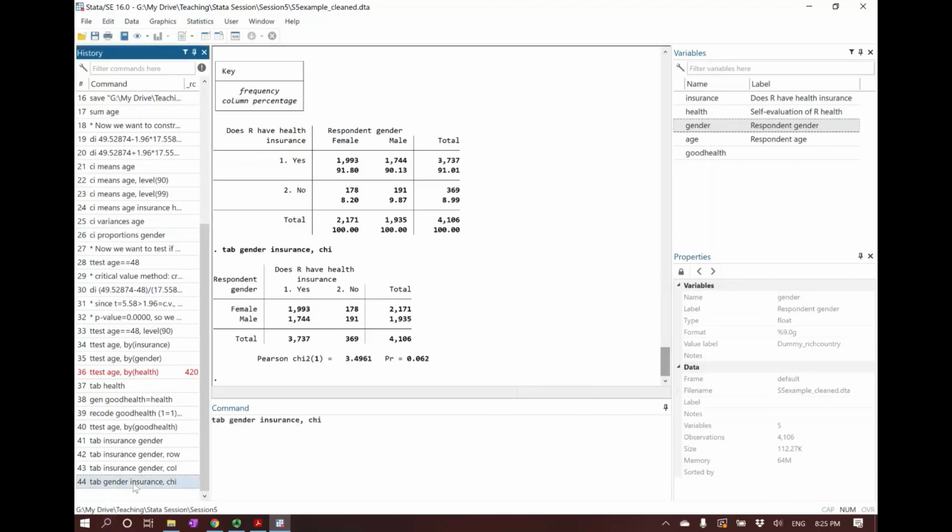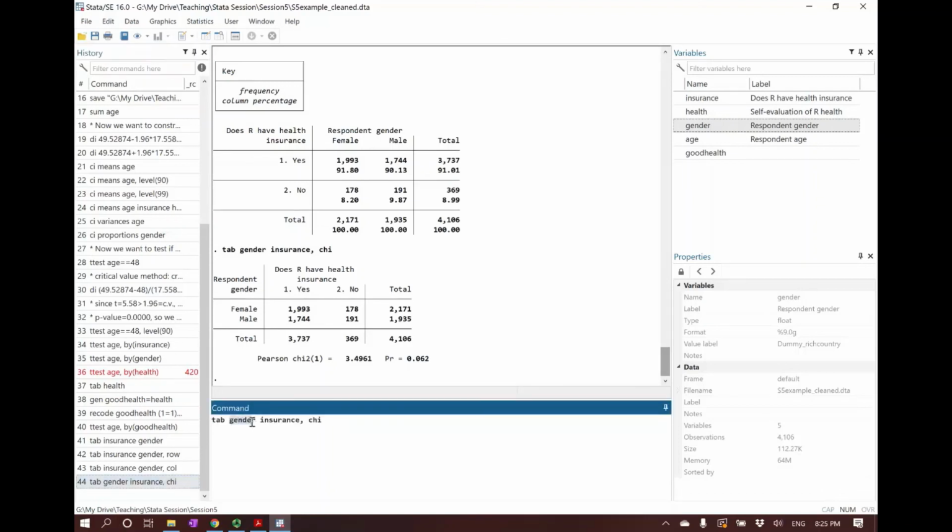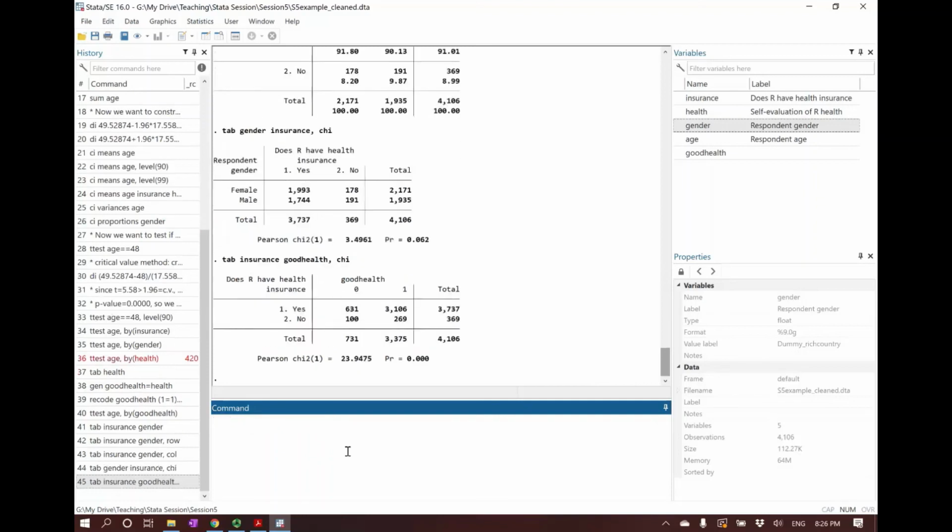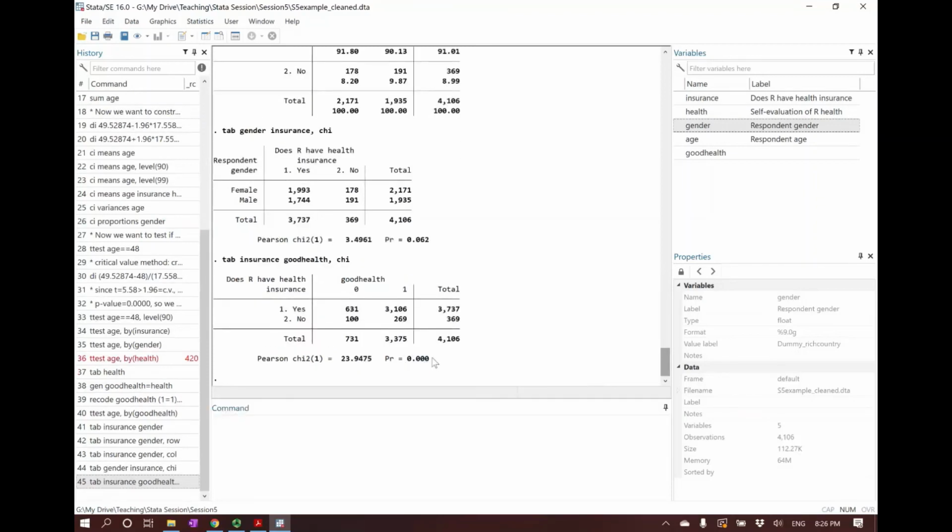So we could do another test to, for example, look at insurance and health. So let's first look at insurance and good health. So we want to look at whether the percentage of respondents purchasing or not purchasing insurance makes a difference for having good health or not. Okay, so I'm going to click enter. I have a very big p-value, as expected, right?